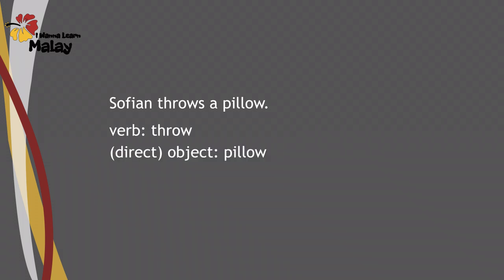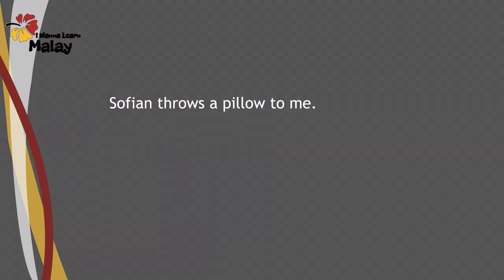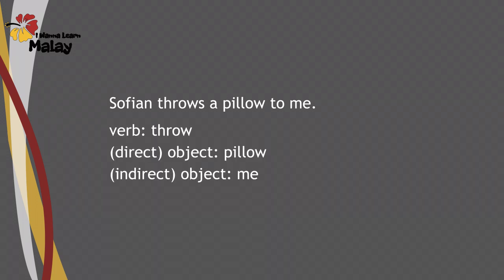For example, Sufyan throws a pillow. So here the action is to throw and the direct object would be the pillow. But if it's Sufyan throws a pillow to me, here there are two objects in the sentence, the pillow and me. And there's another way to say this in English, that is, Sufyan throws me a pillow. So how is this structured in Malay?